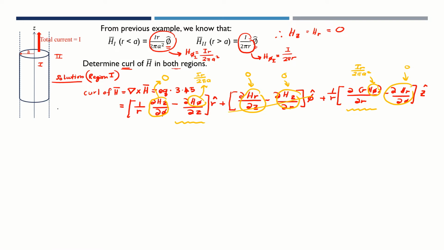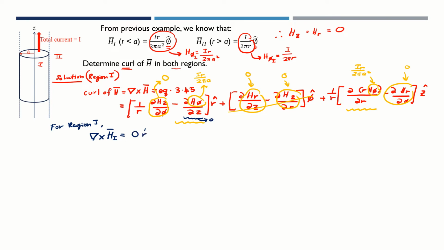Now let's rewrite the equation for region 1. The curl of H is equal to, in the r direction, this term is 0, and this is over dz and there is no z here. Although this has some value, it is over dz, and therefore this is also equal to 0.